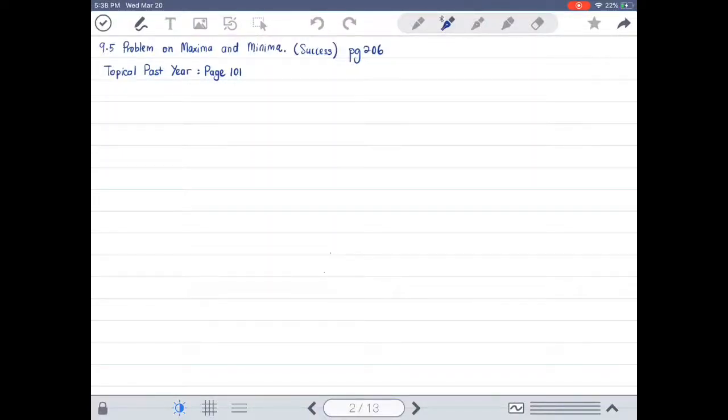Today we are going to discuss topic 9.6, problem on maxima and minima. If you look at your success workbook, it will be on page 206. If you look at your topical past year, which is the orange book, it will be on page 101. So we go straight to the concept.